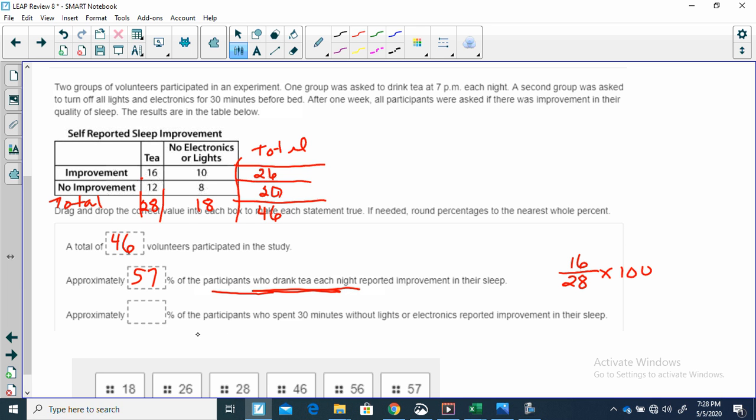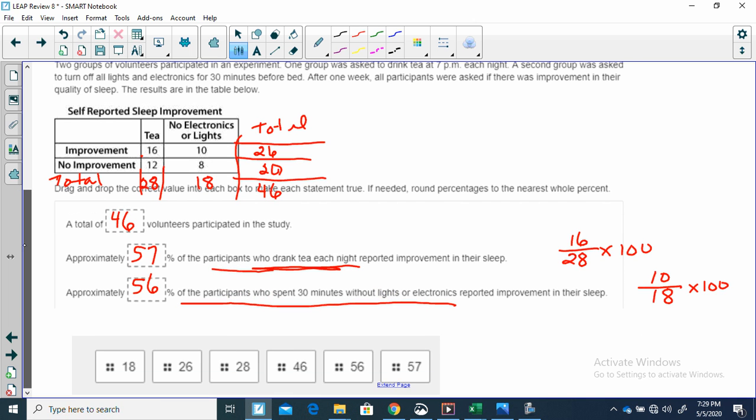Approximately what percent of the participants who spent 30 minutes without lights and electronics, that's these 18 people here, reported improvement in their sleep? Well, let's see. Who said they got improvement? 10 out of the 18. Okay, so then you'd multiply that by 100. 10 divided by 18 times 100 would give you about 56%. So about 56% of the participants who spent 30 minutes without lights or electronics reported improvement in their sleep.